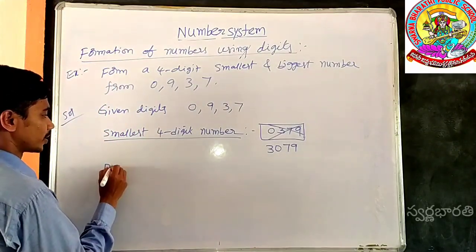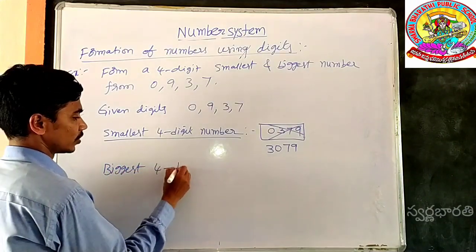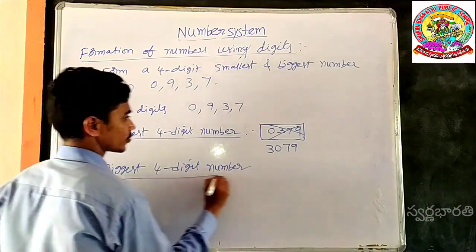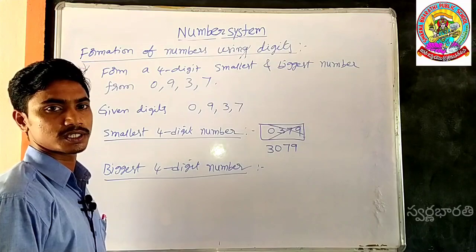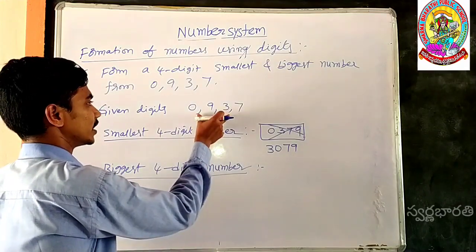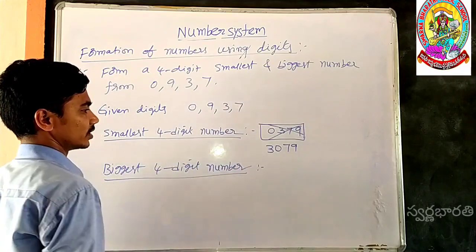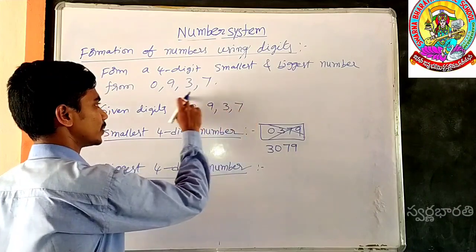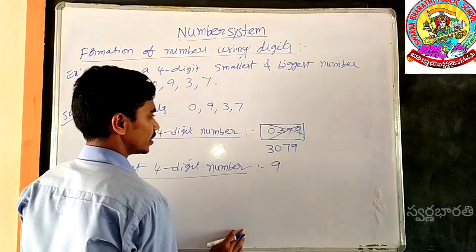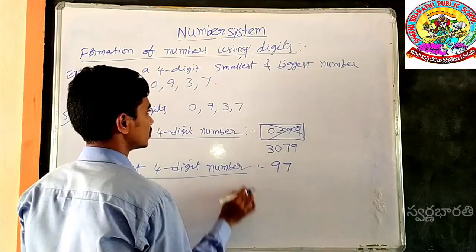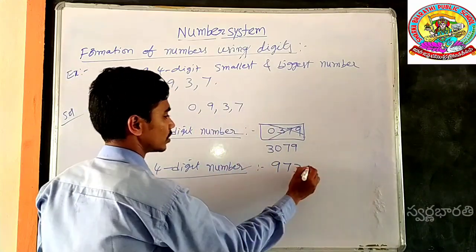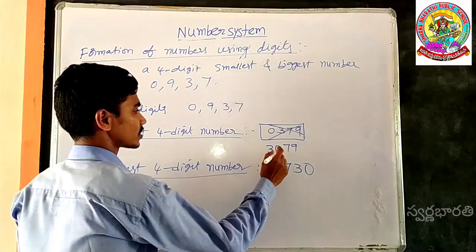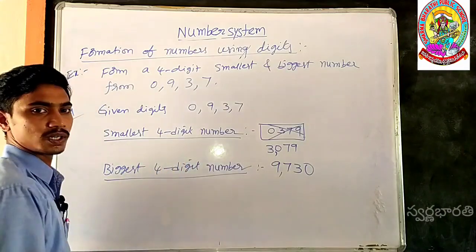Next one, biggest 4-digit number. How can we arrange the biggest 4-digit number? By simply arranging the given digits in descending order. Descending order means biggest one to smallest one. Here in these digits, what is the biggest number? 9 is the biggest number. Then after 7, then after 3, then after 0. So 9730 is the biggest 4-digit number. 3079 is the smallest 4-digit number.